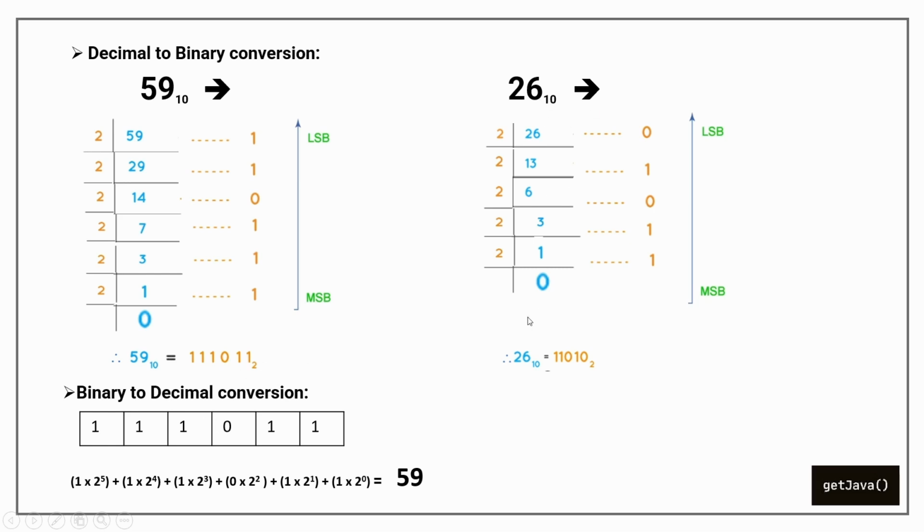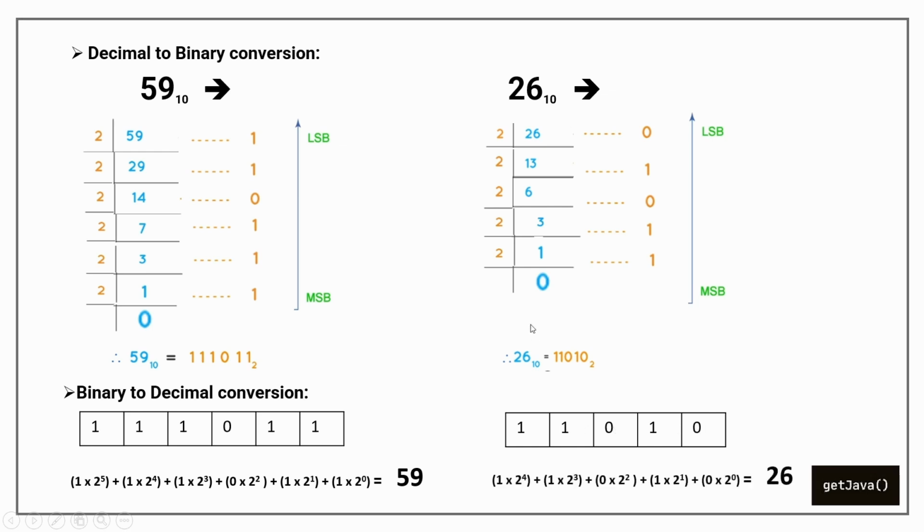Let's see for 26 how it is converted. So this is the most significant bit. This is the least significant bit, and this is the index position 0, 1, 2, 3, 4. Now again we have to repeat the same procedure. Take 0 multiplied by 2 raised to 0 plus 1 multiplied by 2 raised to 1 plus 0 multiplied by 2 raised to 2 plus take this 1 multiplied by 2 raised to 3 plus take this 1 multiplied by 2 raised to 4. When you add these numbers, you will get 26.